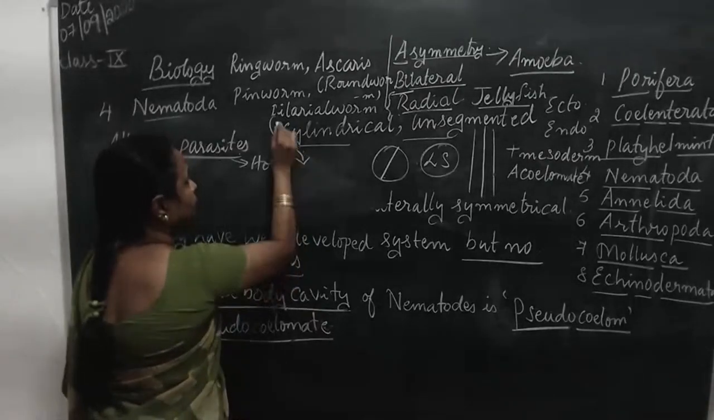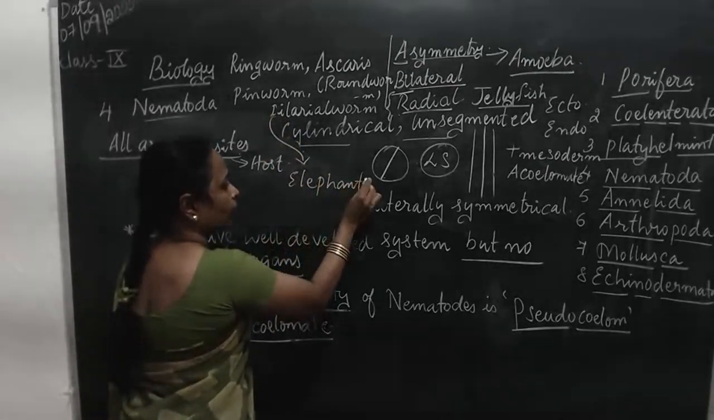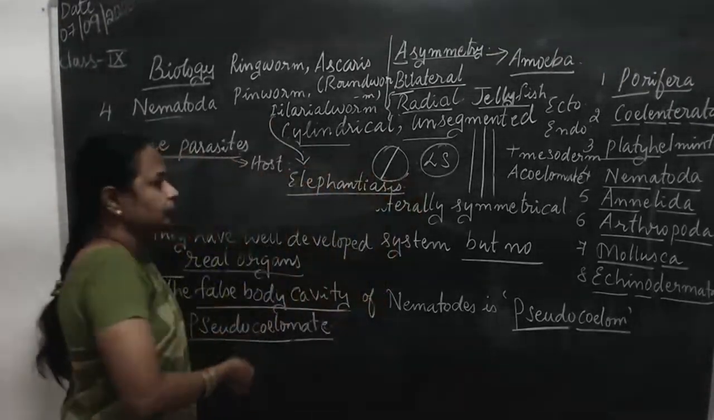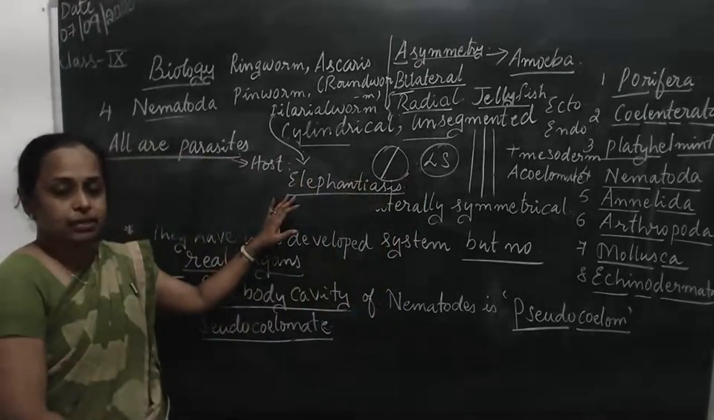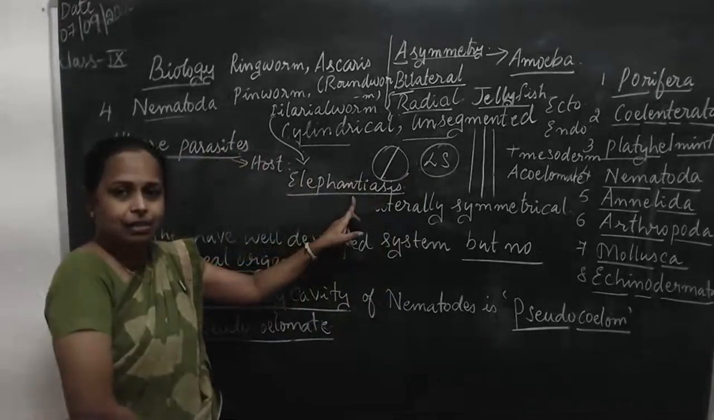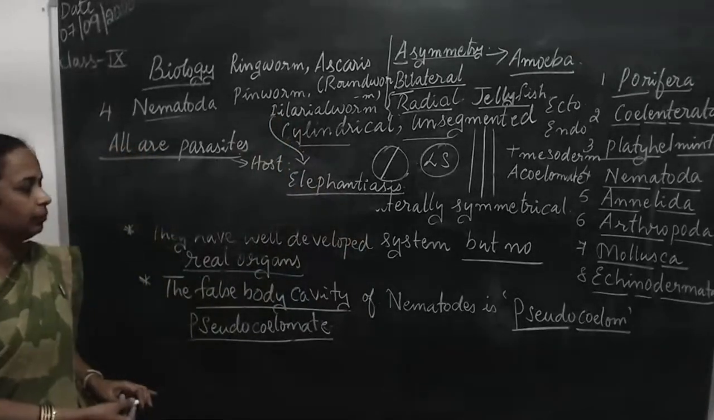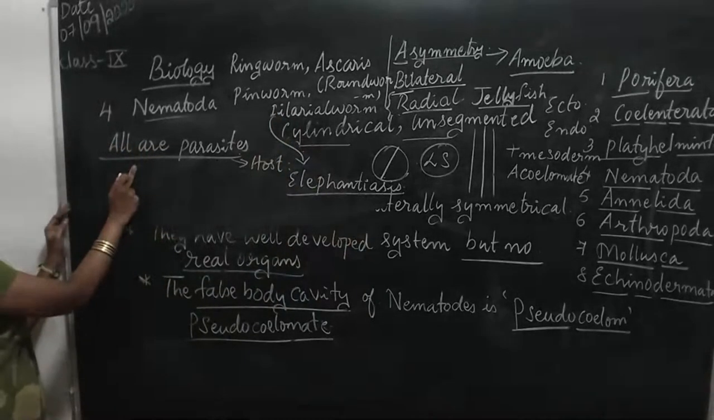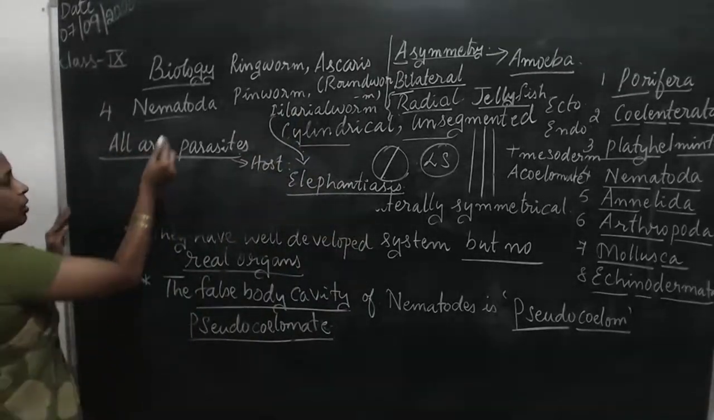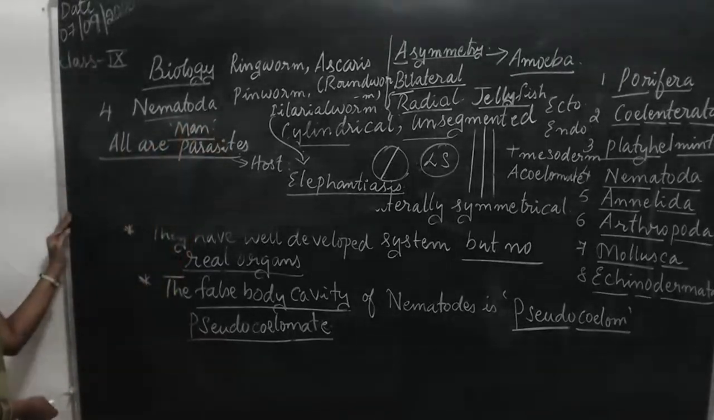Filarial worm is the worm which causes elephantiasis. You might have heard about elephant leg. Okay, human beings suffer with a problem of filarial worm, and that disease is termed elephantiasis. That is because of the filarial worm. Okay, so when they are parasites, they require a host. The maximum host for the nematodes will be the human beings.